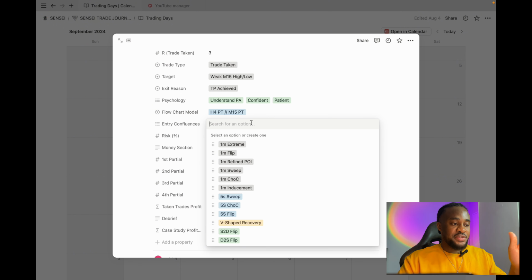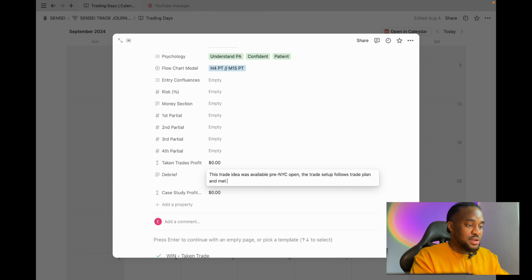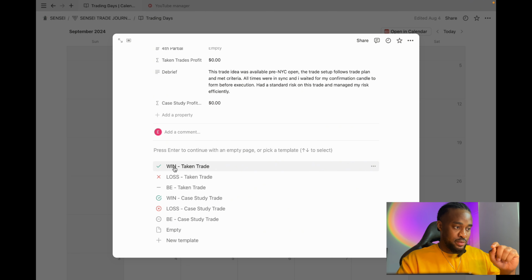My confluences have changed, so this whole section needs updates. So the debrief. This trade idea was available pre-New York session. The trade setup follows trade plan, its criteria. Okay, this is just a rough debrief. We have win, taking trade, loss, taking trade, break even, taking trade. Then we have win, case study trade, loss, case study trade, break even, case study trade. So basically, if the position that I took would fall into one of these 3, then any case study will fall into any of these 3.